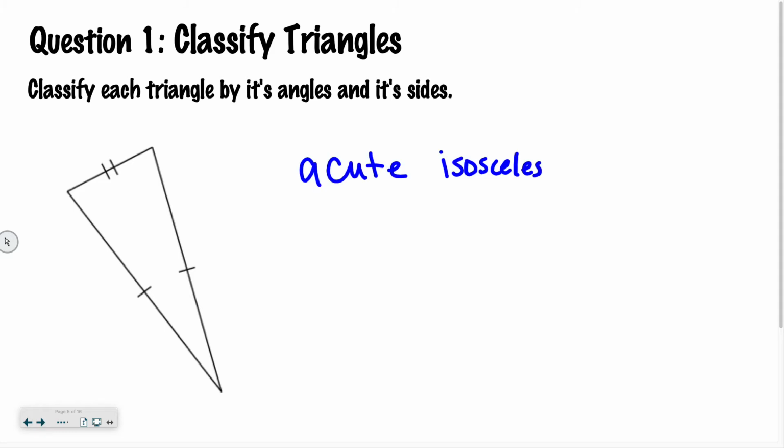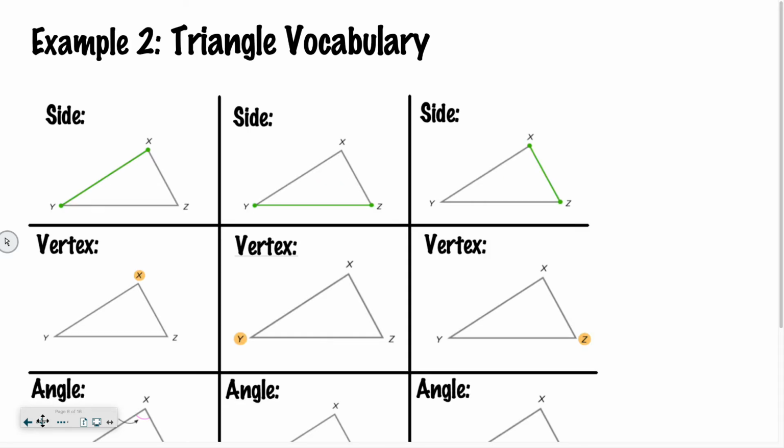Okay, for this problem, hopefully you said all of the angles are acute, they're less than 90, and we have 2 sides that are the same length, so it is isosceles, making this an acute isosceles triangle. Okay, so if you have questions about that, please be sure to reach out for some help. I am happy to help you.